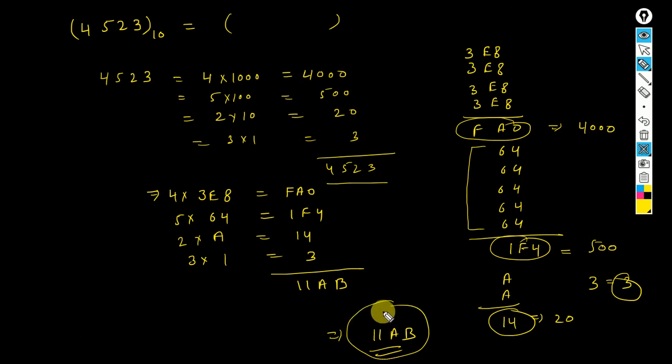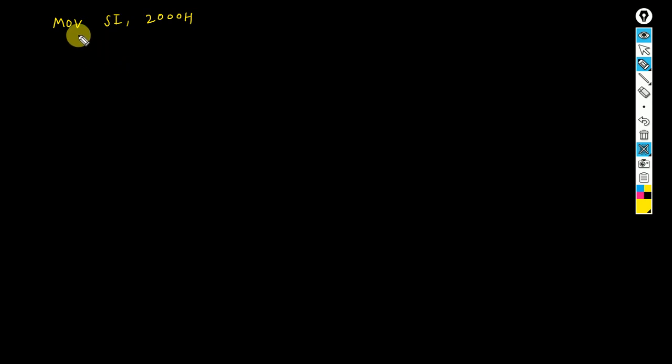Now move to our programming part for better understanding. Our first instruction is MOV SI, 2000h. The meaning of this instruction is that here we initialize our source index register with this address.